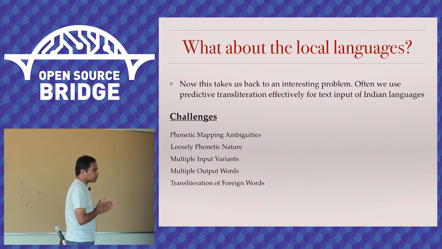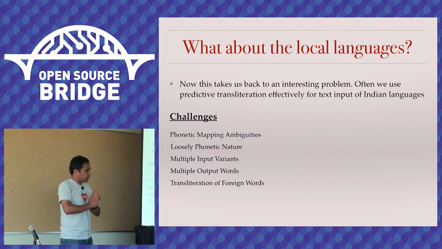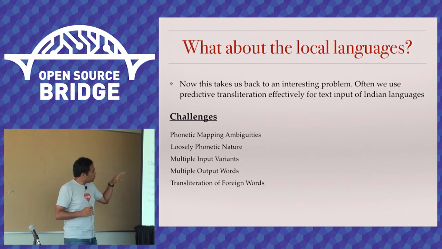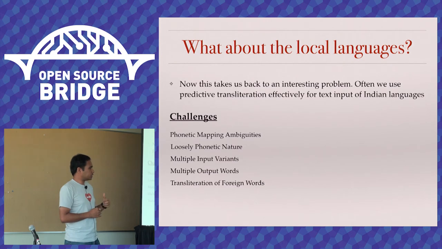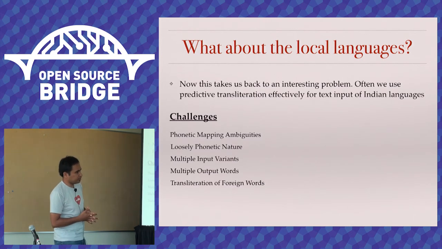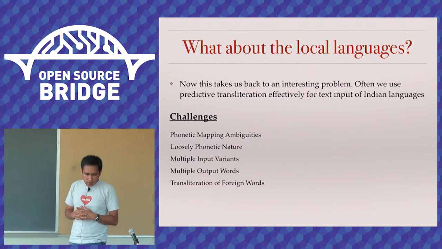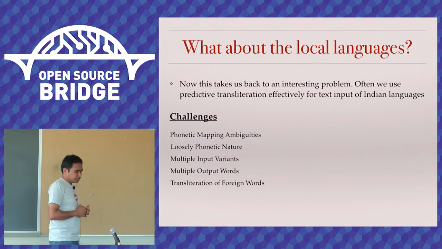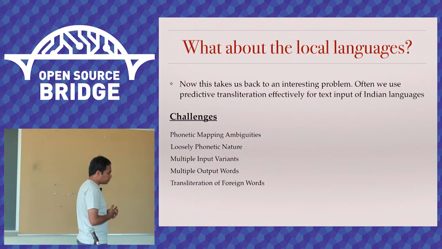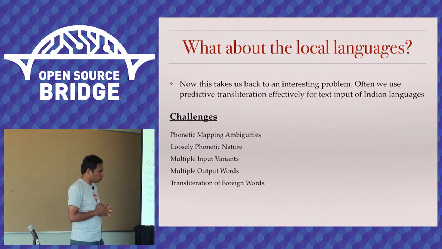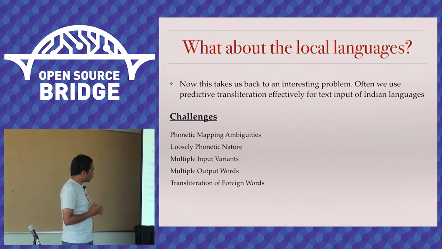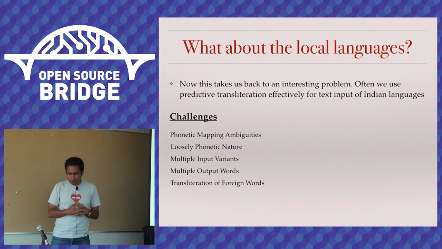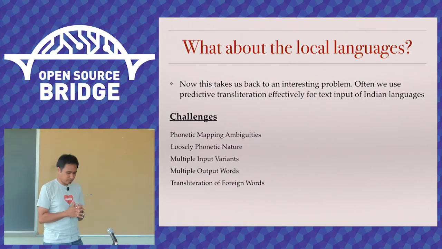This now will deviate towards how we actually plan, and I don't have a demo because this is still in the works, and we can talk with other people about whether this will get implemented later on. These are the techniques which we came up with, which can make life easier for other local users. The problems which we face are phonetic mapping and ambiguities, multiple language input and output problems, loosely phonetic nature, and transliteration of English or foreign languages.